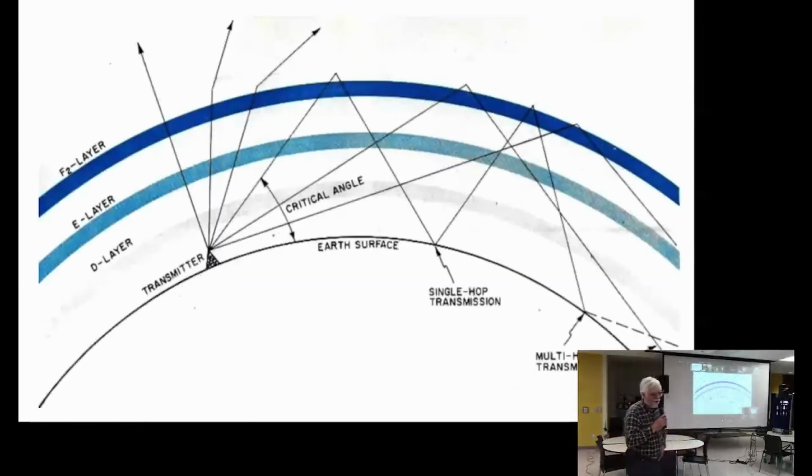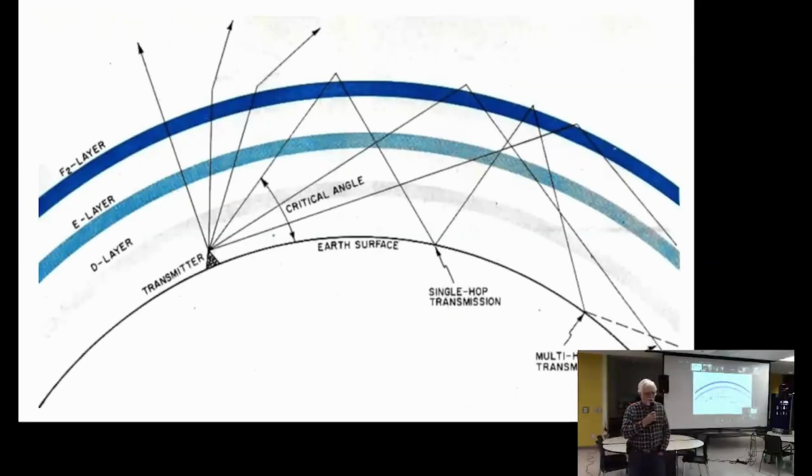This is the first diagram of 3, I think, on the ionosphere. This shows a transmitter with radio waves coming off at different takeoff angles. And depending upon the takeoff angle, that determines what happens to them.